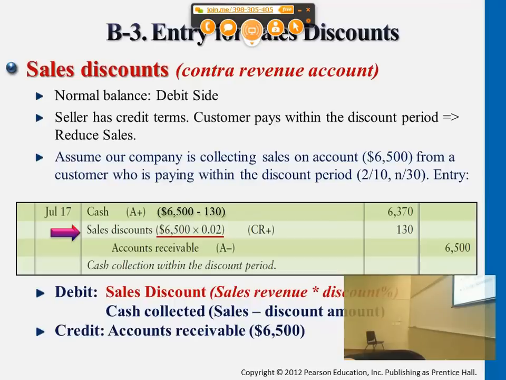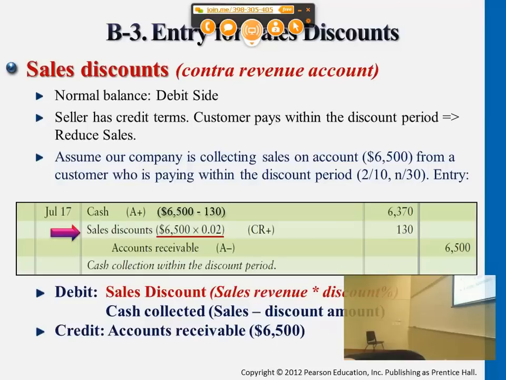It would be fully $6,500. Debit cash, credit accounts receivable. Okay, but with this discount amount, $130, this will reduce the cash that you're collecting from the customer, because you're doing the customer a favor, encouraging them to pay back the money earlier. So the cash you're getting will not be $6,500, but will be reduced to $6,370.